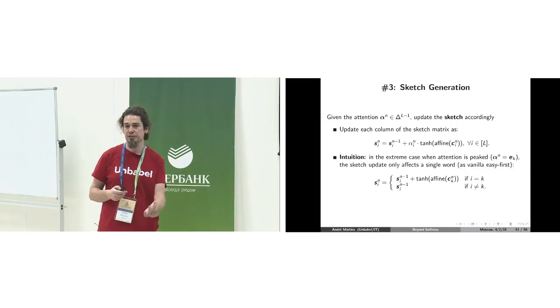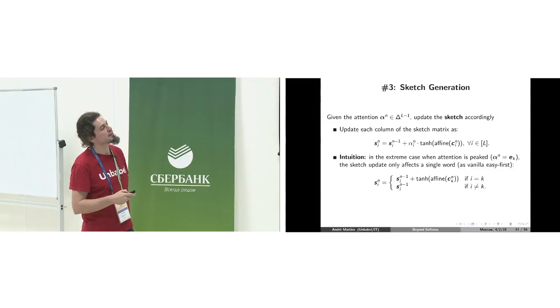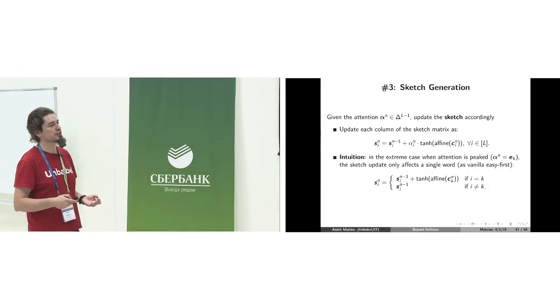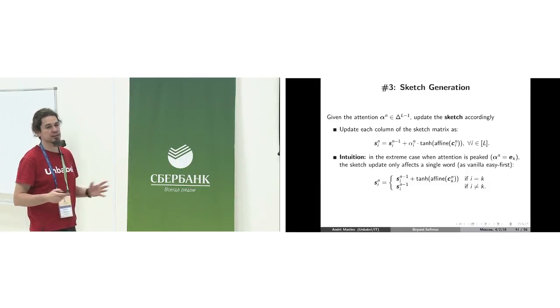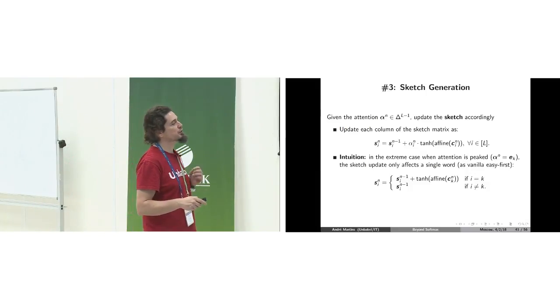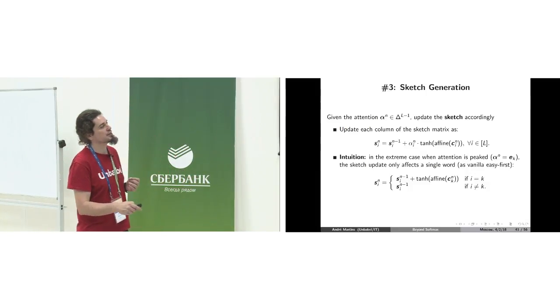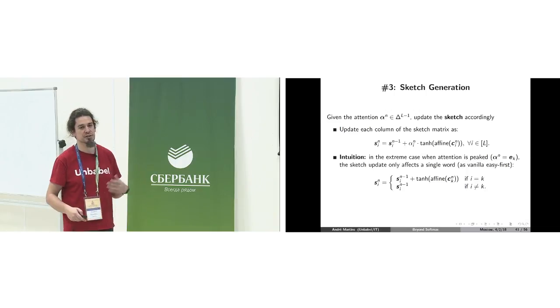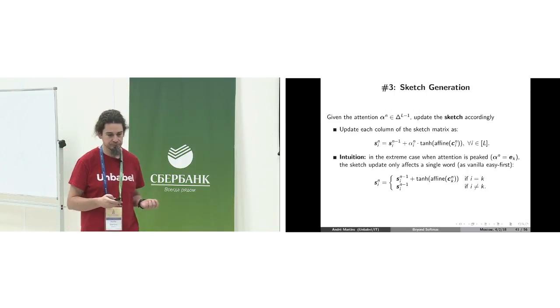Words that receive a lot of attention are going to be more updated, because they get everything that comes out of this affine transformation. In the extreme case where the attention is completely peaked on a single word, for example, if the word at position K gets all the attention, then the sketch update is only going to affect that word. So you get something that looks like this. It's going to get the score, and for the other words you get exactly the same sketch vector that we had in the previous step.